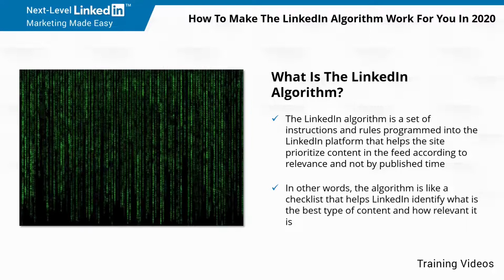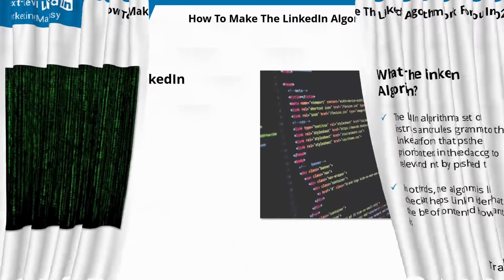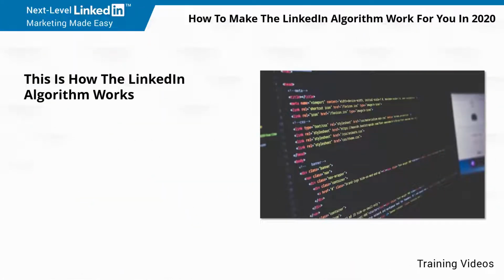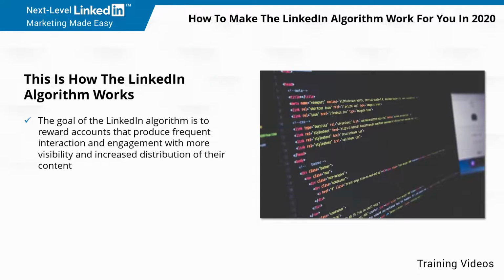In other words, the algorithm is like a checklist that helps LinkedIn identify what is the best type of content and how relevant it is. This is how the LinkedIn algorithm works. The goal of the LinkedIn algorithm is to reward accounts that produce frequent interaction and engagement with more visibility and increased distribution of their content. It does it by analyzing your posts and your interactions, by determining how relevant they are to the industries that you follow, and by analyzing how much value they provide to users in your network.